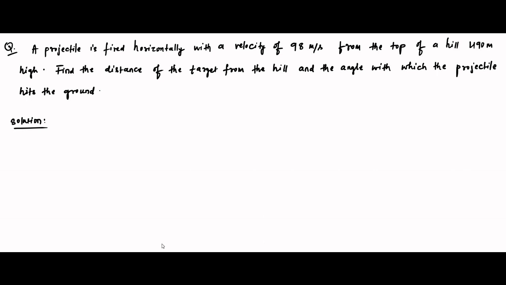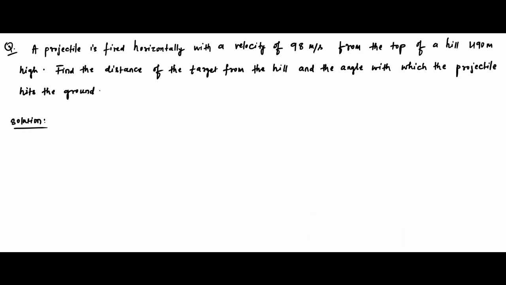So here is another question on projectile motion with horizontal projection. It is given that a projectile is fired horizontally with a velocity of 98 meter per second from the top of a hill 490 meters high. Find the distance of the target or the projectile from the base of the hill, and the angle with which the projectile hits the ground. Okay, so we have to find that.